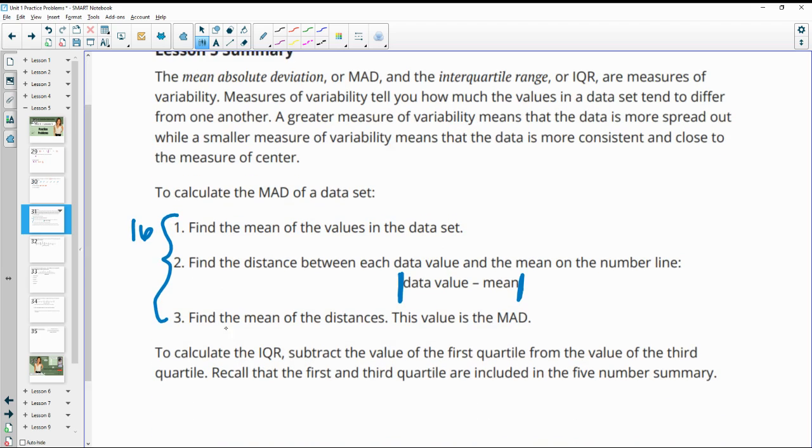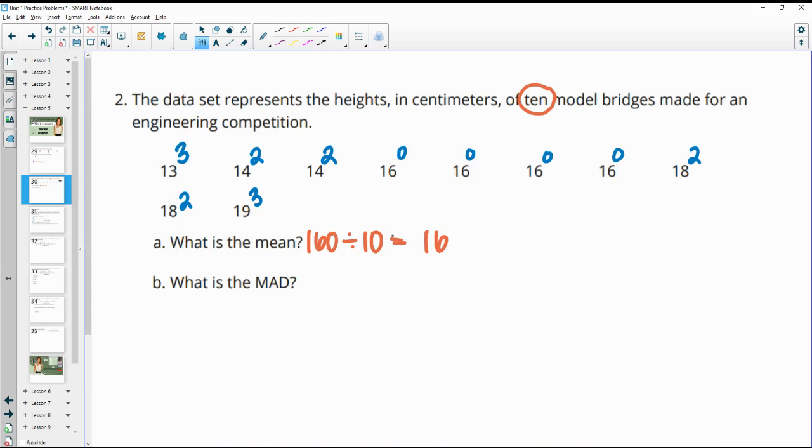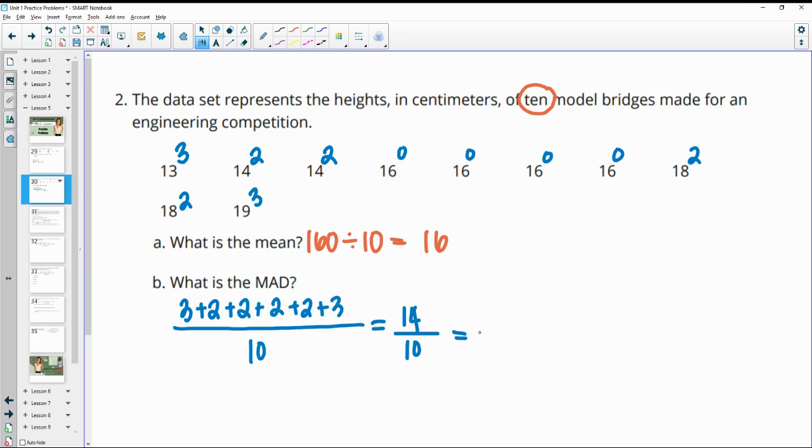So then the third step is to find the mean of those distances, which again means to add them all up. So now we're going to add up all of these numbers, and remember there's four zeros in here. I'm not going to write those down, but we do need that because we're going to divide by 10. So we're going to add up 10 numbers, four of them being zeros. So this is 3, 5, 7, 9, 11, 14 for our total of those 10 numbers. So 14 divided by 10 gives us a mean absolute deviation of 1.4.